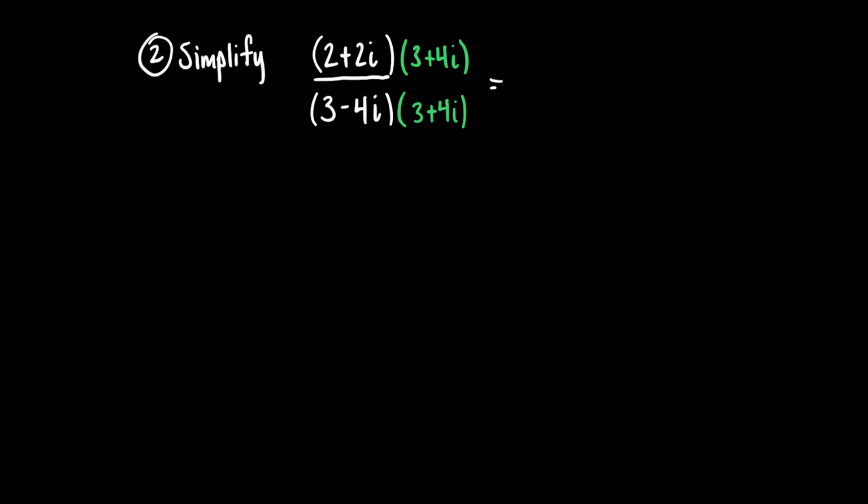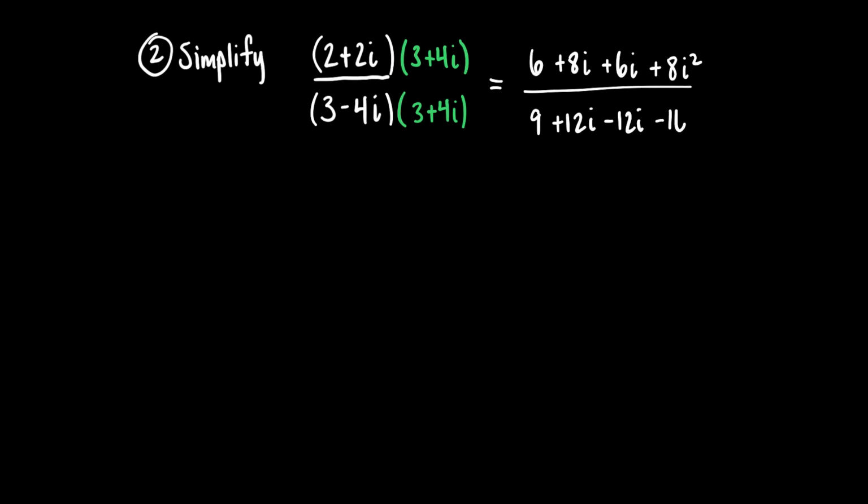All right, so I'm going to distribute on the top here, and I'm not going to color code it all pretty. So what I'm going to do is I'm just going to write these out. So 2 times 3 is 6. 2 times 4i is 8i. 2i times 3 is 6i. And 2i times 4i is plus 8i squared. That's the top. The bottom becomes 9. 3 times 3 is 9. 3 times 4i is 12i. Negative 4i times 3 is minus 12i. And then negative 4i times 4i is minus 16i squared.